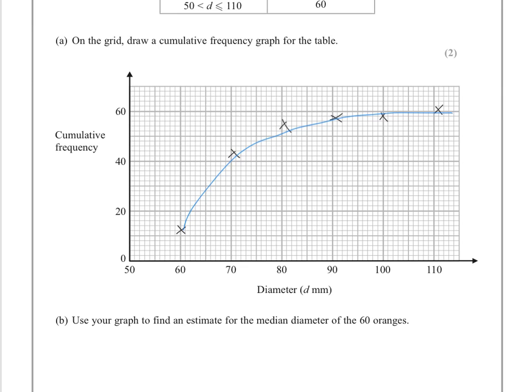Use your graph to find an estimate for the median diameter of the 60 oranges. Well, if we had all our 60 oranges in order of size in a row, to find the median we go to the one in the middle, i.e. the 30th orange, which would have a diameter of 66 millimeters.